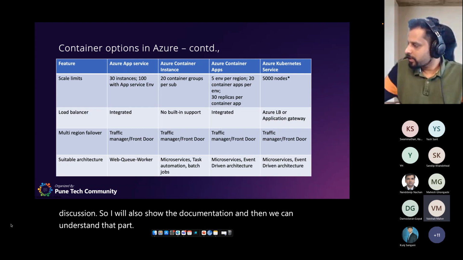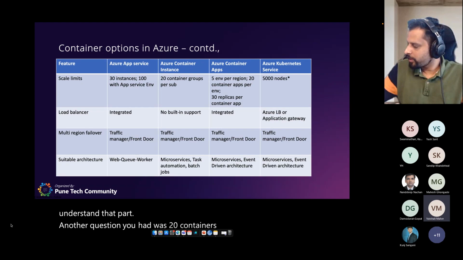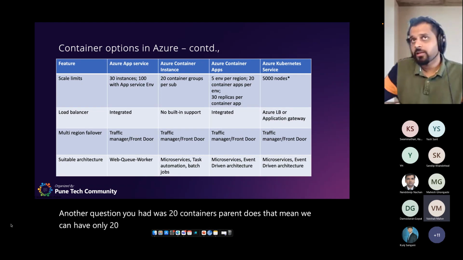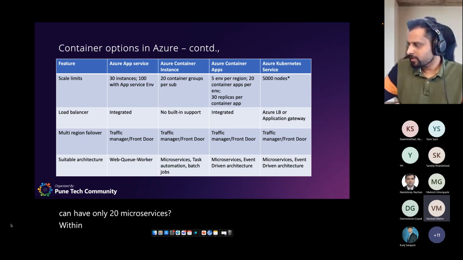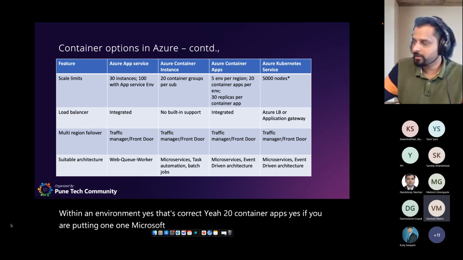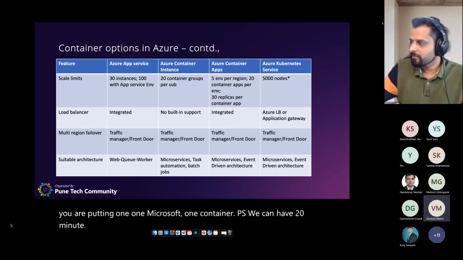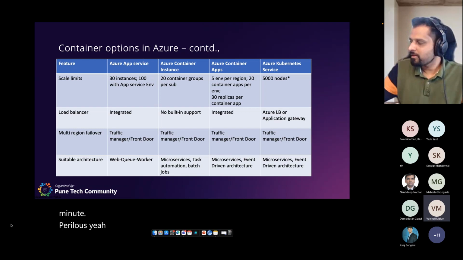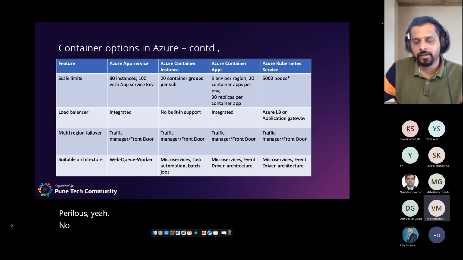Another question you had was 20 container apps per environment. Does that mean we can have only 20 microservices within an environment? Yes, that's correct. If you're putting one microservice in one container app, yes, we can have 20 in it. Yeah, but 20 is too less, right? Very less. When you say environment, you mean dev, test, acceptance, production? No, not that. The container apps environment. So container apps has an environment, right? Like what I showed in the first slide here.